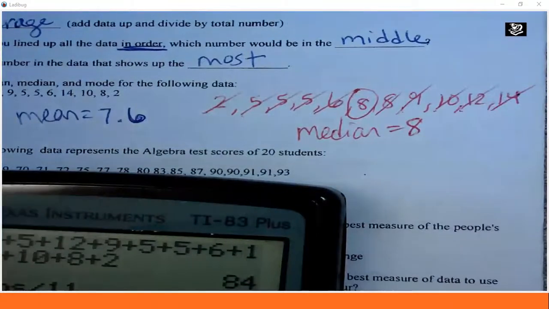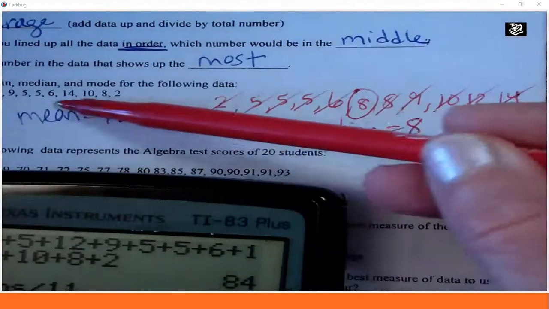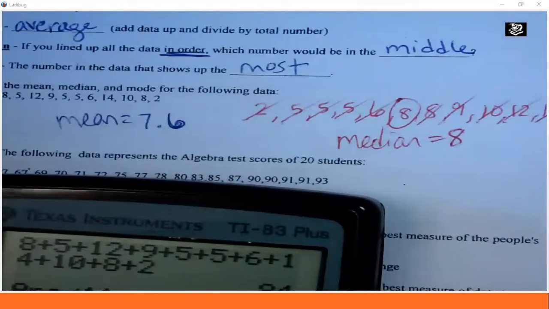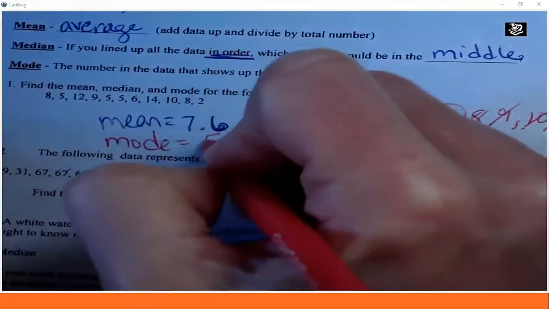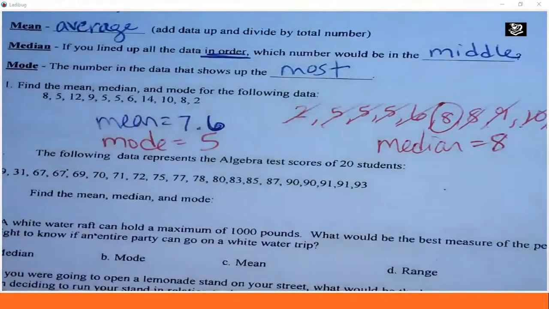Janae, what about the mode? What do we say that was? The number that shows up the most. Good. Which number shows up the most? 5. So your mode is 5. Questions on that one? No? Okay.